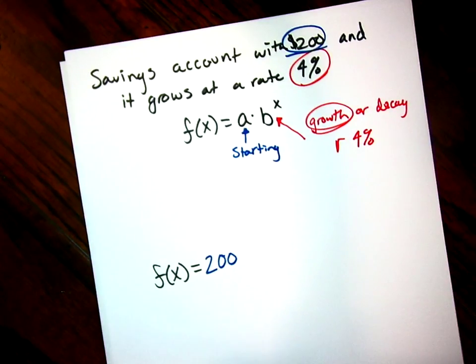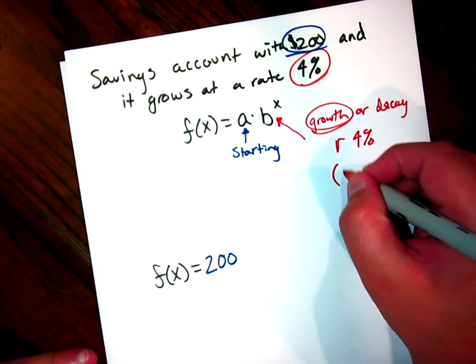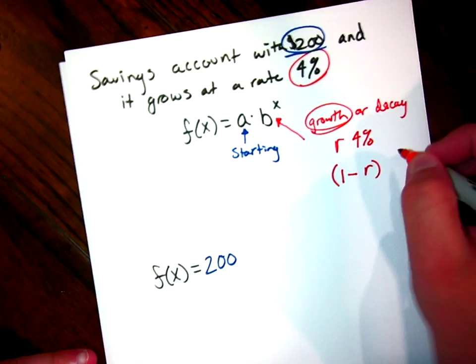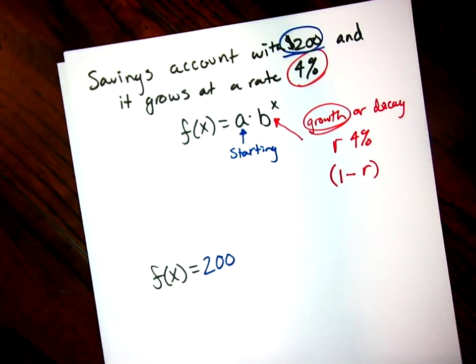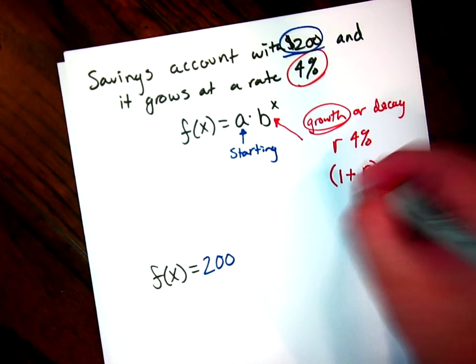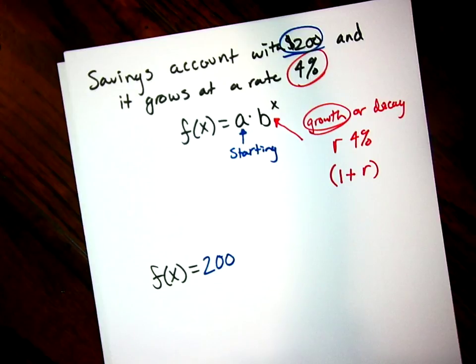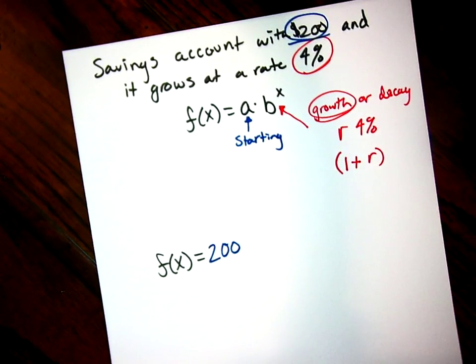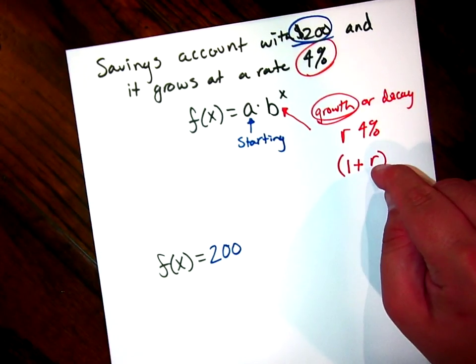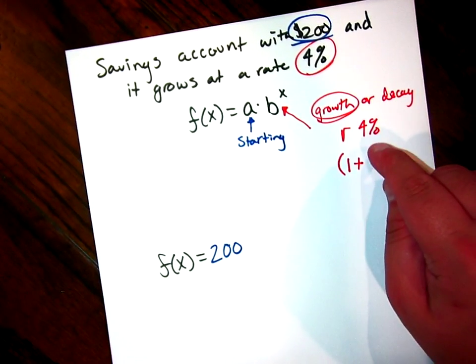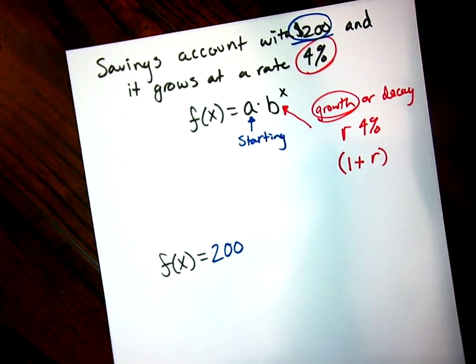Okay, so I know I have 1 minus r for b, and 1 plus r for b for growth. Now we just need to put it into the function. But I can't put just 4 there for r, because 4 is a percentage. I want to convert that into a decimal.